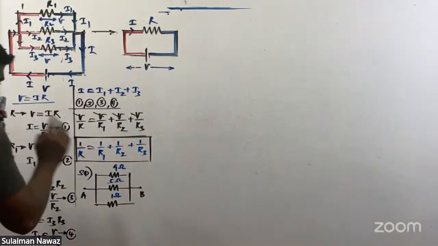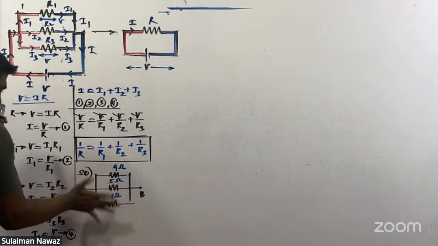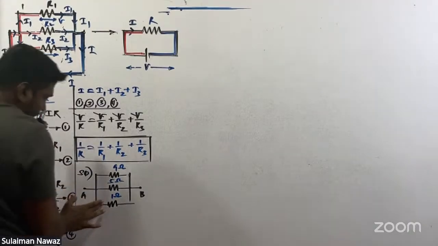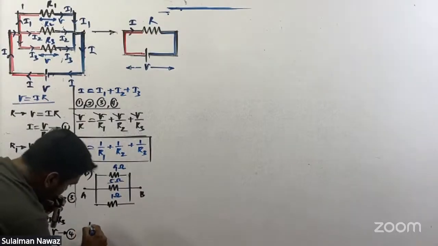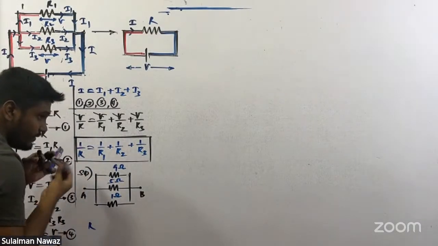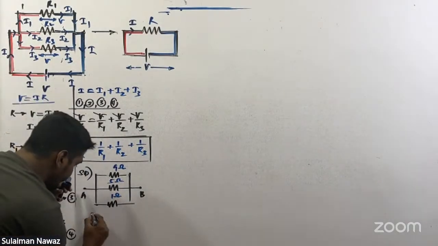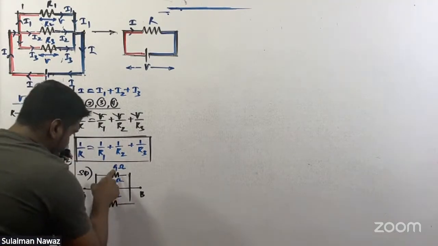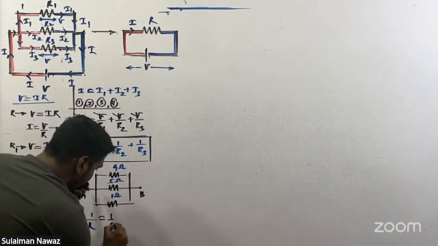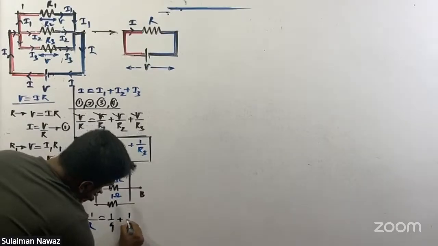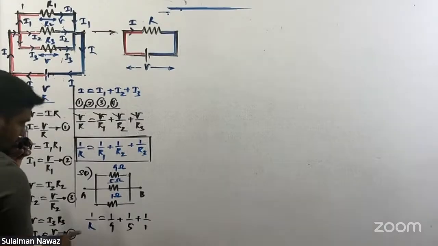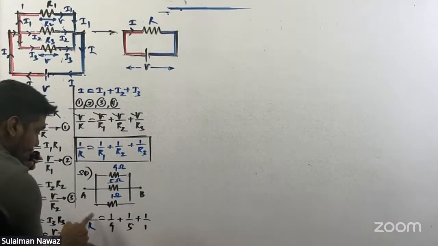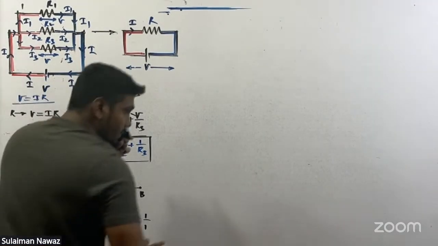Now you want to substitute these values into this equation. The equivalent resistance of these resistors is capital R. We can write 1 over capital R must be equal to 1 over 9 plus 1 over 5 plus 1 over 1. So your target is to find the equivalent resistance capital R. That's your target.